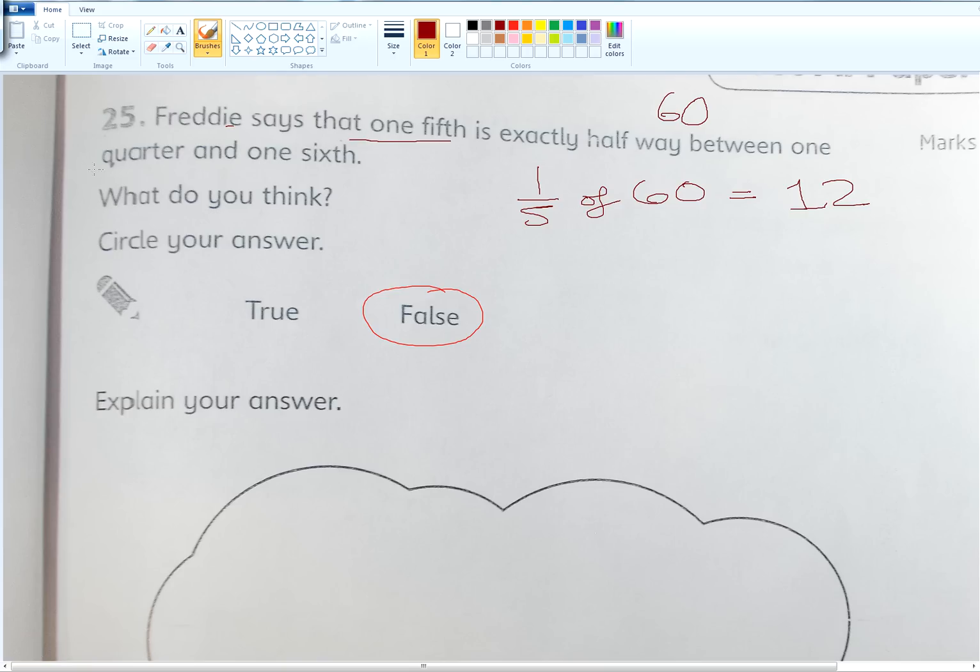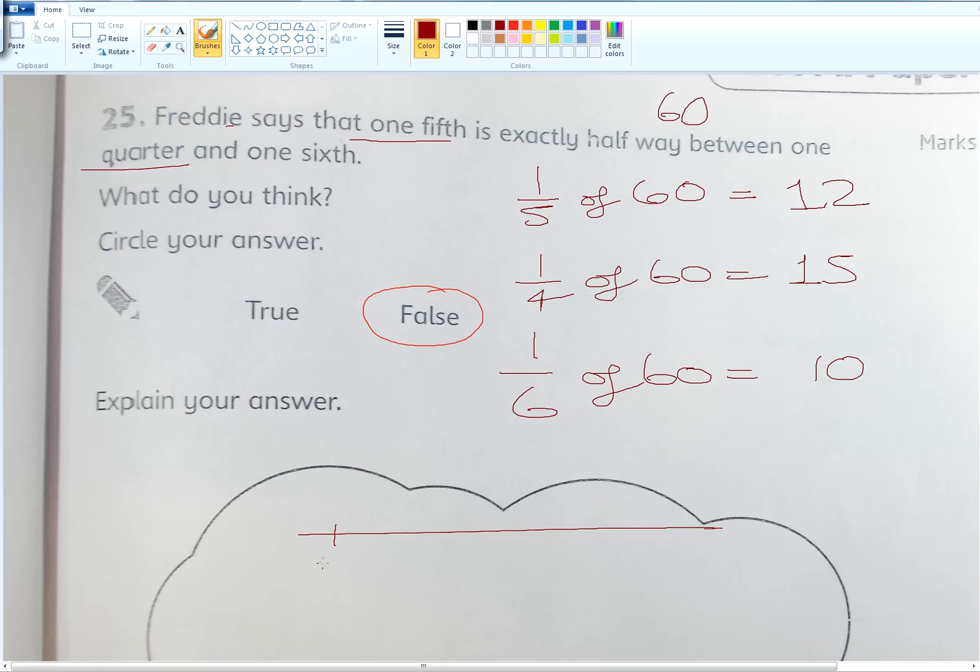Let's work out now 1/4. 1/4 of 60 is equal to... What is 15? 15. And let's work out 1/6. So what's 1/6 of 60? 10. Is 10. Okay, and the question says that 1/5 is exactly halfway between 1/4 and 1/6. Let's have a look on the line.